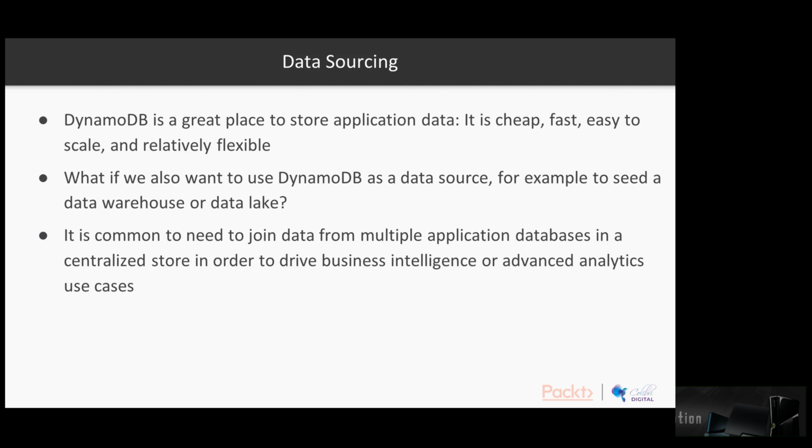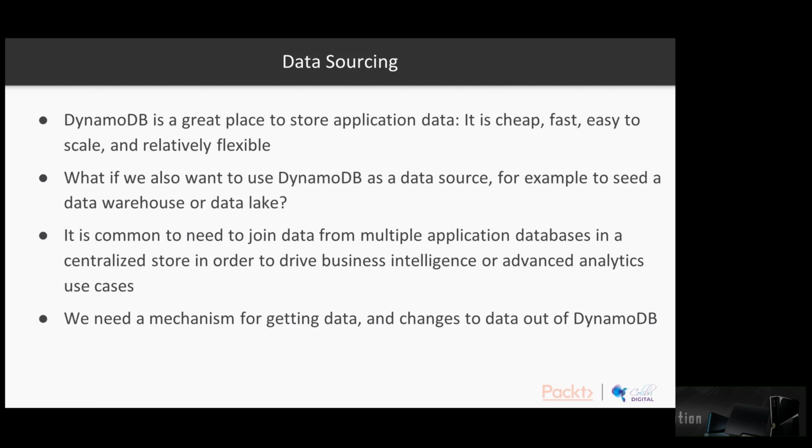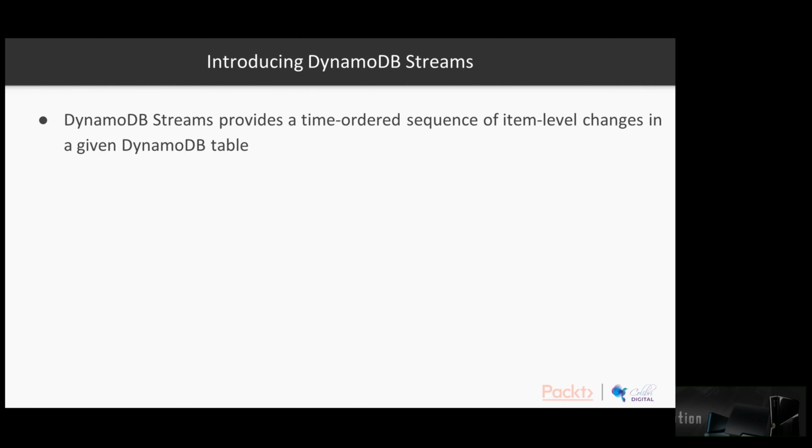Obviously, DynamoDB is not the right kind of database for that. It's not designed to do that. So we need a mechanism for getting data out of DynamoDB and into one of these other kinds of data stores. This is where DynamoDB streams come in. DynamoDB streams provides a time-ordered sequence of item-level changes in any given DynamoDB table.